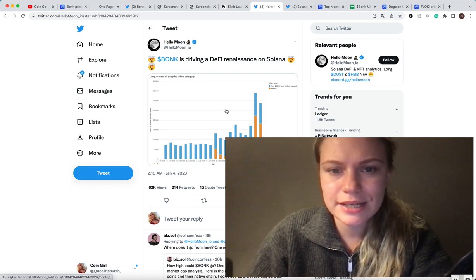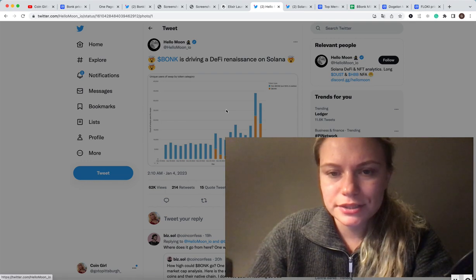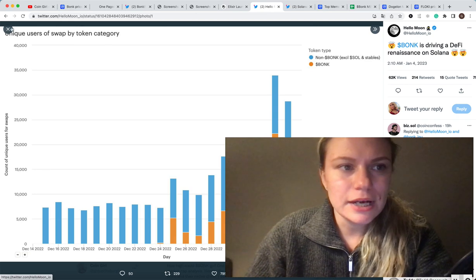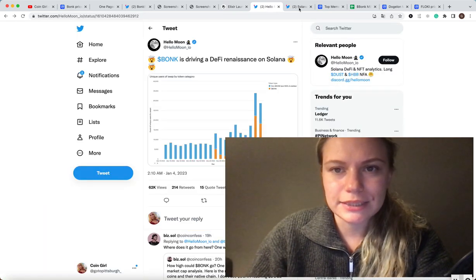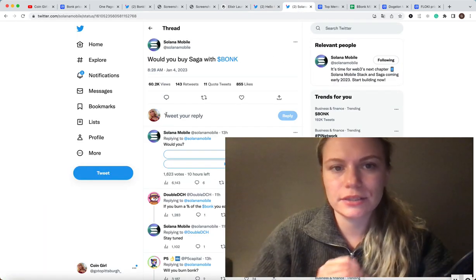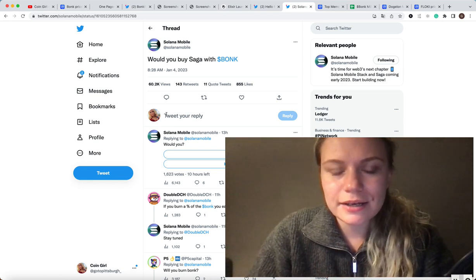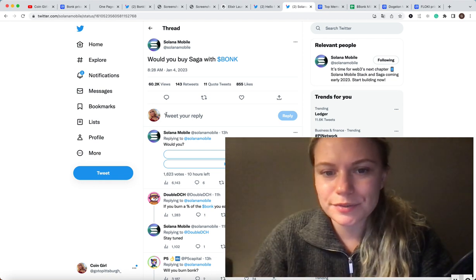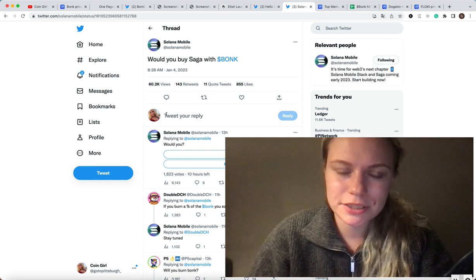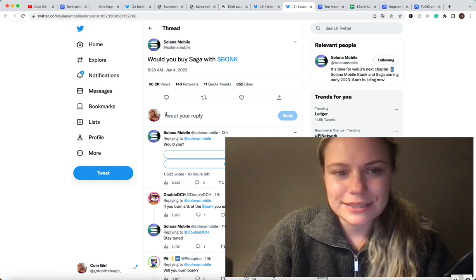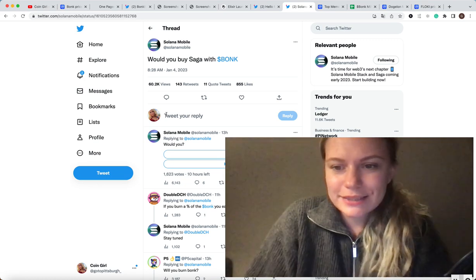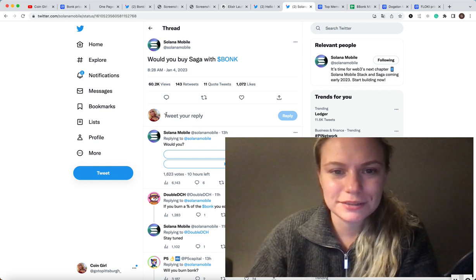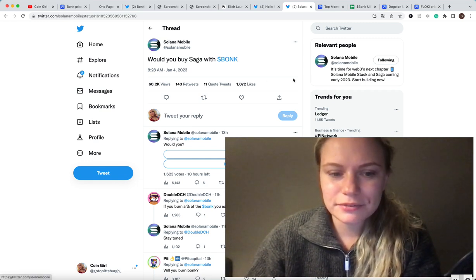Also some statistics: BONK is driving a DeFi renaissance on Solana, with some good metrics comparing BONK and non-BONK activity on this chain. Solana Mobile also tweeted, asking whether you would buy a Saga, their mobile phone, with BONK. So there is a lot of hype, and I think it could be someone from the Solana team doing this meme coin. I wouldn't be surprised if it is so.